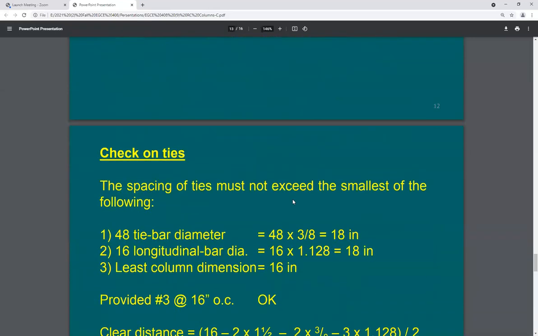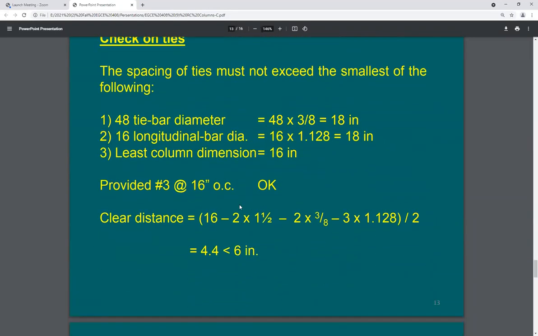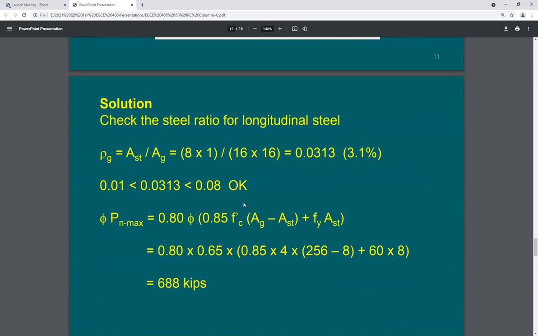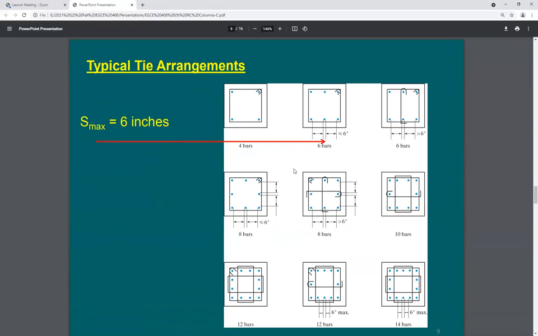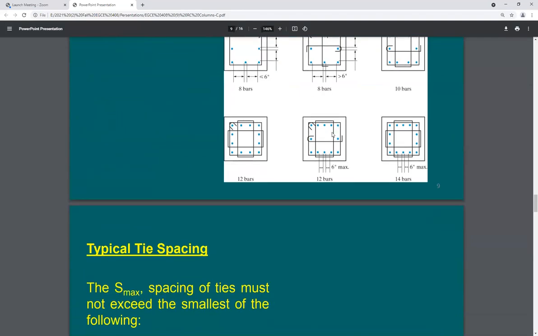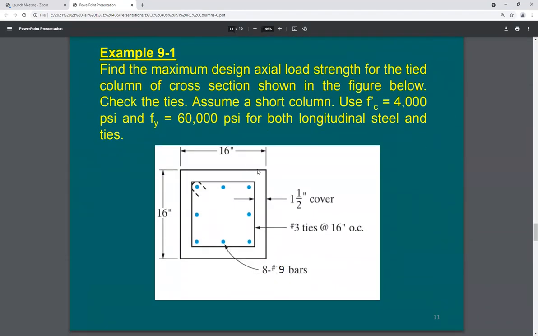Okay. How about the clear spacing between the rebars? You say clear spacing, what do you mean? Okay, let me go here. You remember this clear spacing? If you go beyond 6 inches, you need to put the crossbar. So let me see how you can figure out the clear spacing. You have 16 inch. Subtract 1.5 inch from each side, right? Subtract number 3 times the bar diameter, and then you divide this by 2, because at the end you're going to have 2 spaces, right?